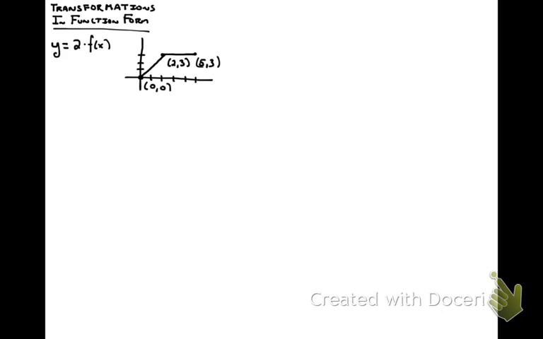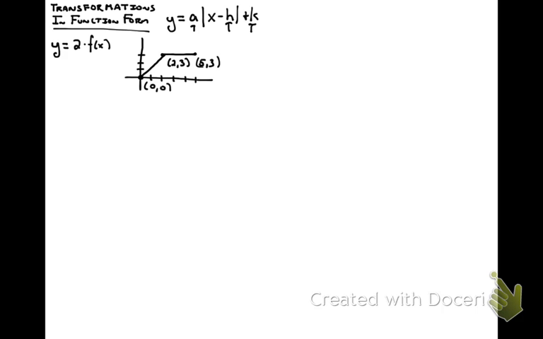So let me remind you, the general form for all absolute value equations was y equals some number a times absolute value of x minus h plus k, where a had to do with whether the function opened up or down, whether it was stretched vertically or whether it was compressed vertically. H had to do with the horizontal shift of the entire graph, and k had to do with the vertical shift of the entire graph. So with that stuff in mind, here's an example.